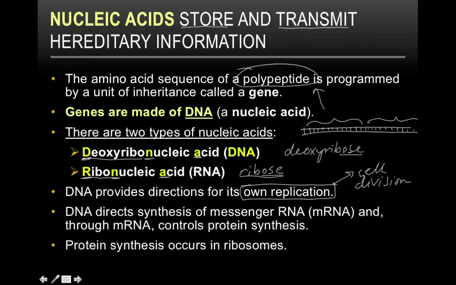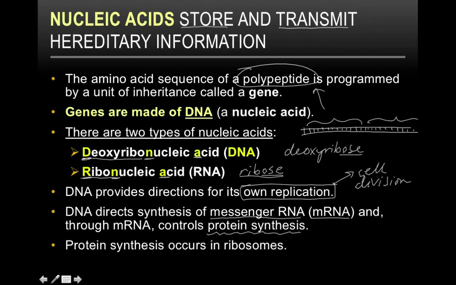Not only does DNA provide directions for copying itself, but DNA directs the synthesis of other molecules in the cell. For example, RNA. DNA directs the synthesis for all types of RNA, and there are several different types of RNA based on what it does for the cell. One type of RNA is messenger RNA, or mRNA for short. And mRNA is important for directing protein synthesis, which we mentioned at the very beginning of this lecture.